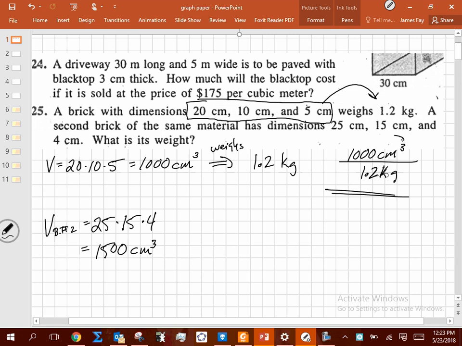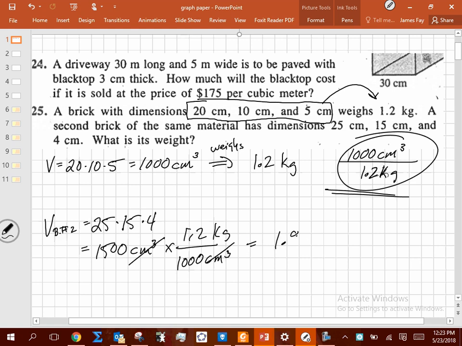Can I multiply that by our conversion rate right here? I'm going to multiply it by its reciprocal so I get my units to cancel out. Okay, so with this cubic centimeters, that cubic centimeters go back. And I multiply that out, I get 1.8 kilograms. Okay. That's a process that goes on a lot in construction and building, stuff like that.